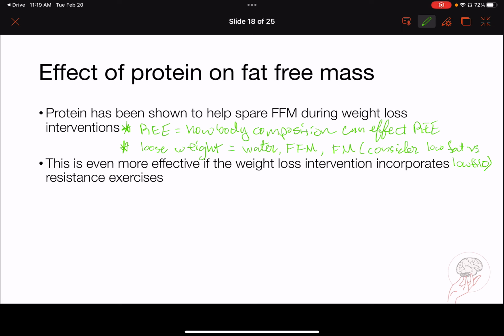So we know that we're going to lose muscle during weight loss. And this is largely due to using our own muscles through gluconeogenesis. So consuming protein will help prevent the use of our fat-free mass. And this is more effective if the weight loss intervention incorporates resistance exercises. This is how we are going to build muscle.